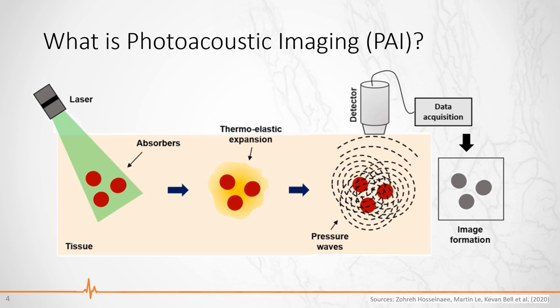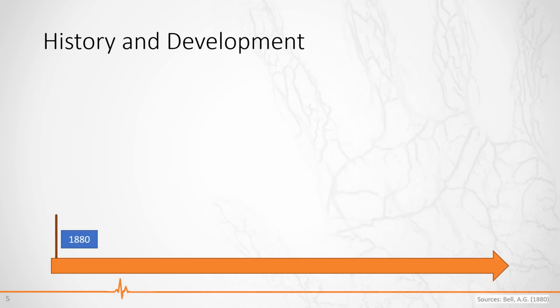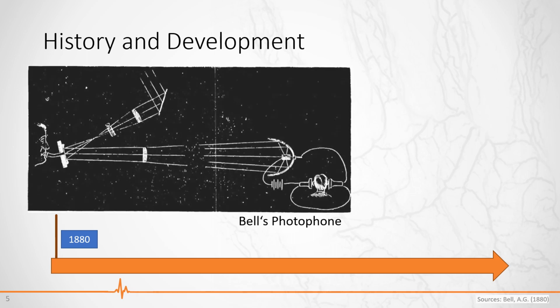Now that we have a first understanding of what PAI is, let me give you an introduction how it was developed. The photoacoustic effect that light translates into pressure waves when it is absorbed was already discovered by Alexander Graham Bell in the year 1880. He used this effect to invent the photophone, where sound is transmitted by light.